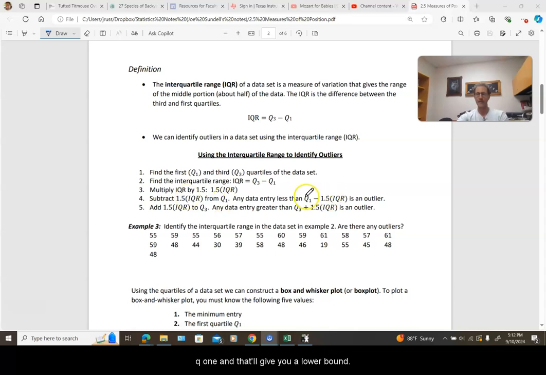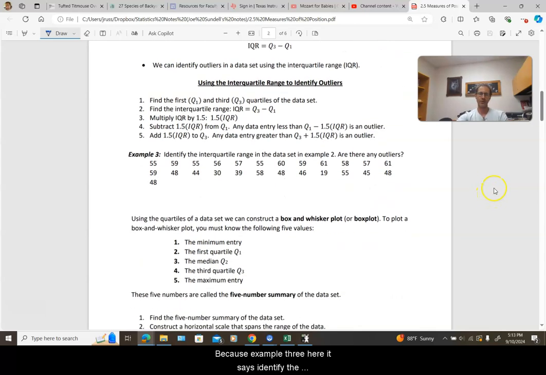So what you would typically do is take whatever that interquartile range is, multiply it by 1.5, and subtract that from Q1, and that'll give you a lower bound. So any data entry that's less than that will be considered an outlier. And then the same thing on the other side. If you take that interquartile range, multiply it by 1.5, and add it to Q3, that'll give you an upper bound. And anything greater than that bound will be considered an outlier as well. All right, so that's actually what we're going to do next.